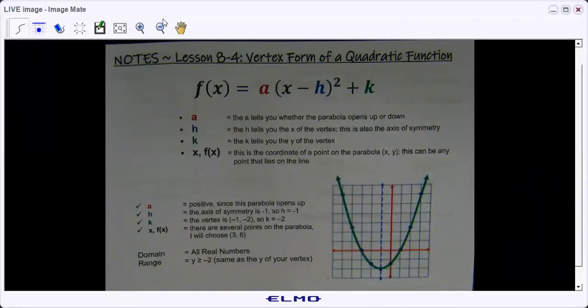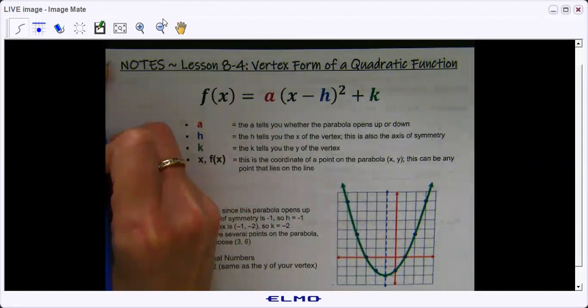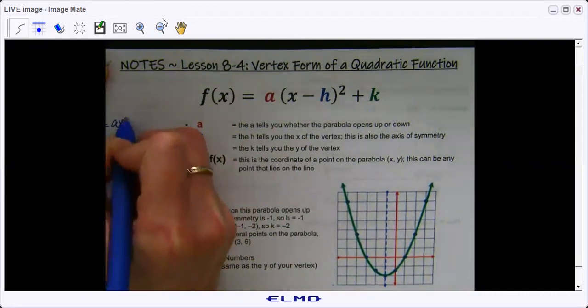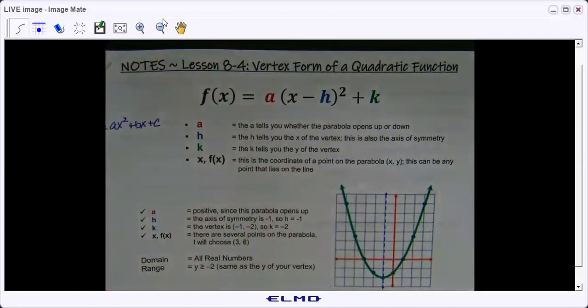Okay, so today we're doing lesson 8-4. It is different from the other lessons that we've done, so this is kind of new. So we have been working with a quadratic equation. And the normal quadratic equation that we have been working with is y equals ax squared plus bx plus c, right? That's what we've been doing. But we're looking at a new form of a quadratic equation.